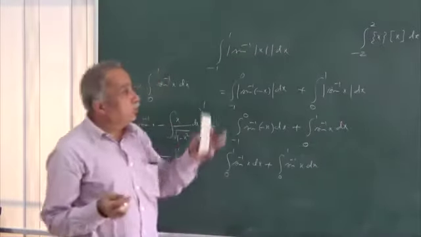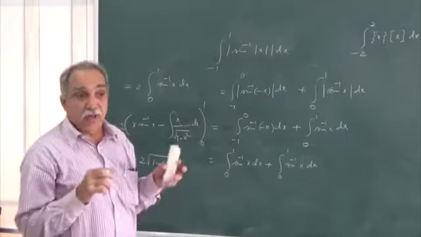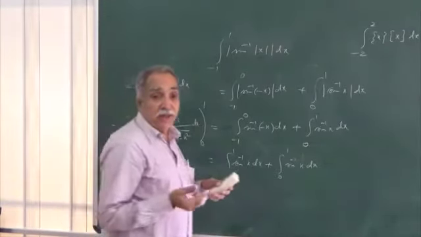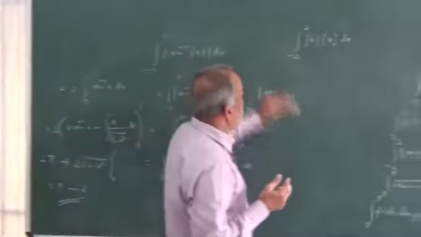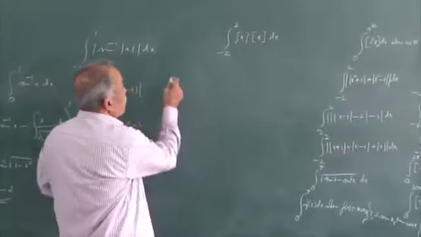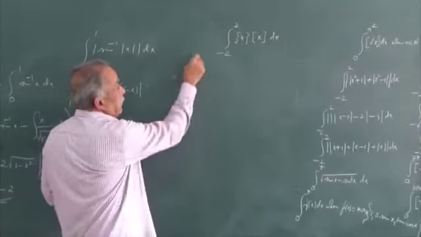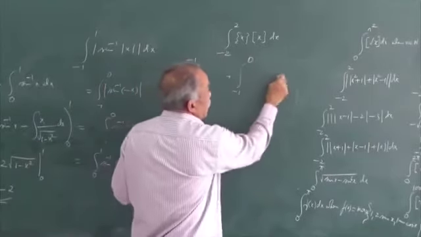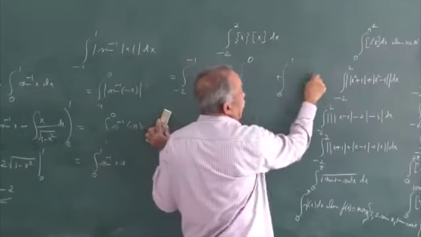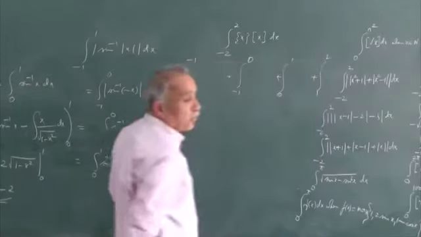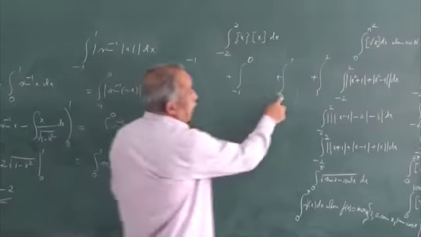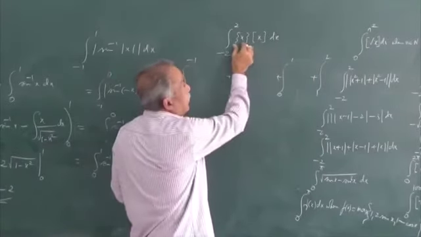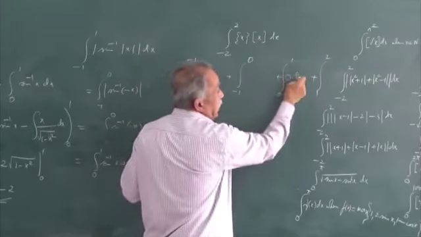First, to get rid of those special kinds of brackets, the flower bracket and the square bracket, let me break the interval of integration into several parts. The first part will be minus 2 to minus 1, the next part minus 1 to 0, the next part 0 to 1, and the final part 1 to 2. In the part 0 to 1, the integer part is 0, whatever be the fractional part, so my integrand becomes 0.